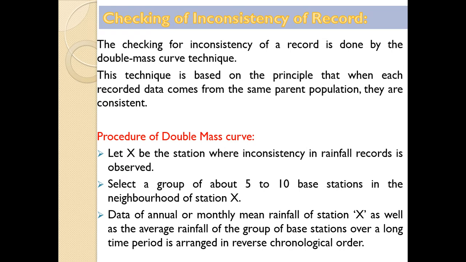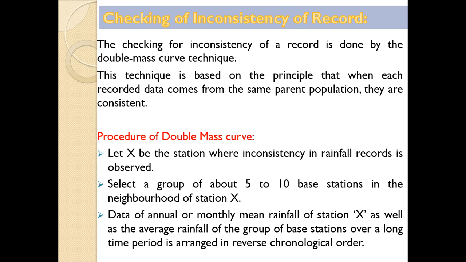Now how to check the inconsistency of the record? The checking for inconsistent record is done by the double mass curve technique. So what is a mass curve? A mass curve is nothing but accumulated precipitation versus time.